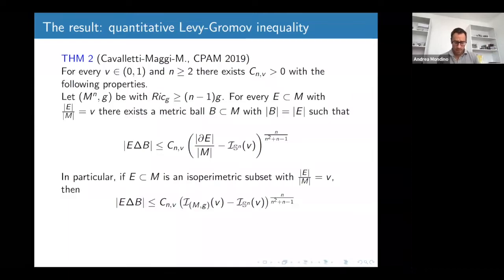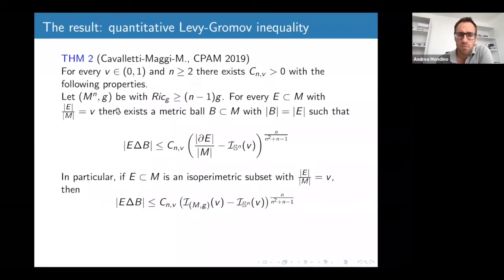So now, with such a localization technique, we have been able to prove a quantitative form of the Lévy-Gromov inequality. So how does it read? This is joint work with Cavalletti and Maggi, published in CPAM. And the statement is as follows. Fix any volume between 0 and 1 and fix any dimension n greater or equal to 2, then there exists a constant which depends on the dimension and on the volume with the following properties.